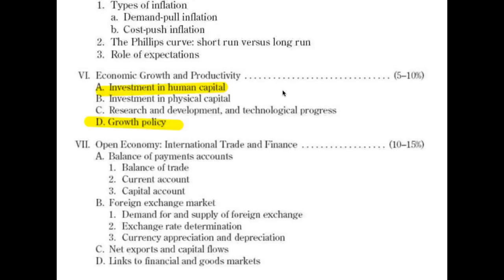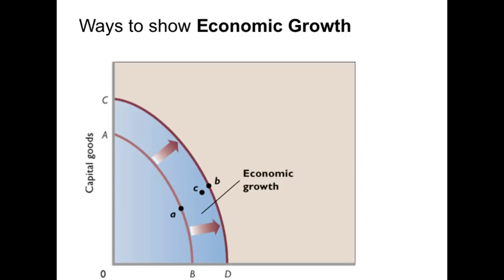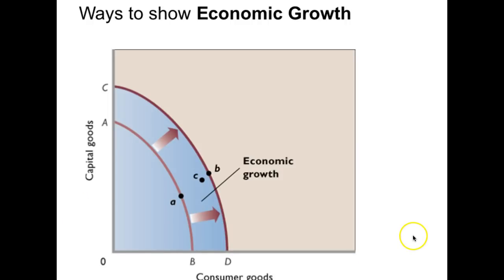So let's just go back and look at growth for a moment. We can show economic growth on a production possibilities curve, and this is one of the production possibilities curves from early in the semester, just capital goods versus consumer goods. We're on this production possibilities curve. If we're on this initial curve, A, B, we can't reach a point like C or B, but if we can manage economic growth, we can actually expand the PPC, and we can not only reach C, but we can get all the way to this point B.